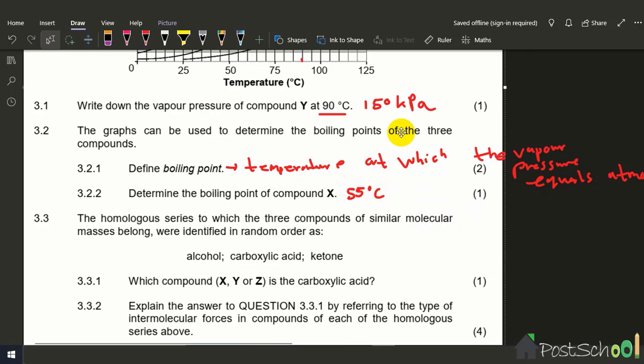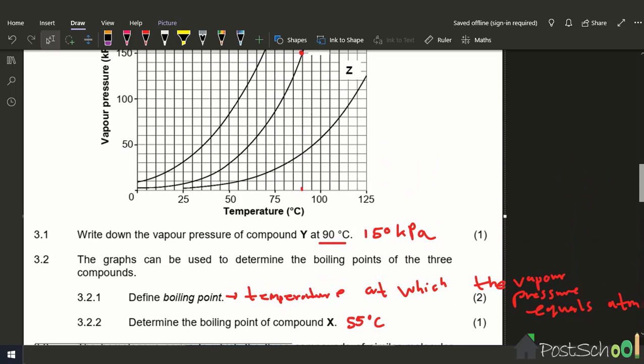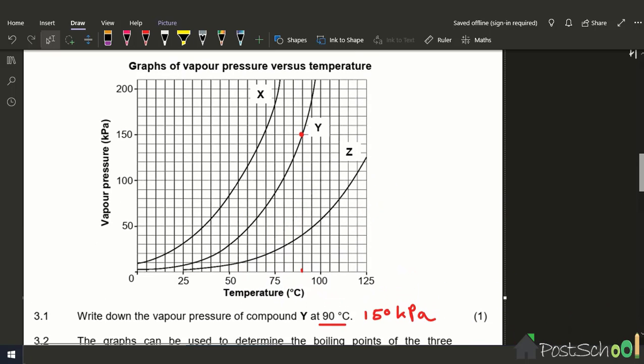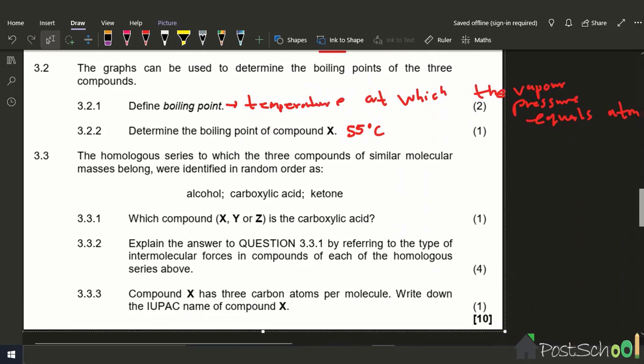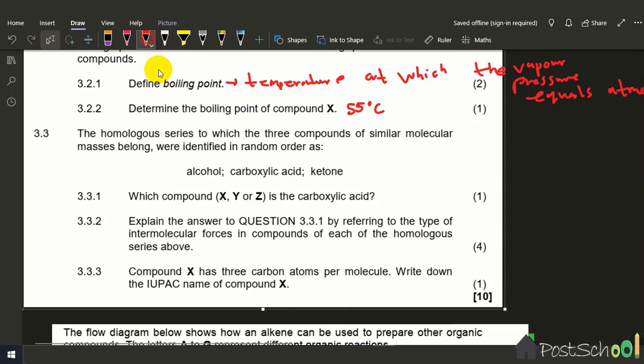How do we get it? Let us go straight with that. 55 somewhere around here we see that okay, here is where it boils, and then we indicate that okay, that's the boiling point. If we say it like this, now 55, it's somewhere along that range there. So when you go up you see that it ends up here, so it's 55 degrees. Okay, it's very simple.